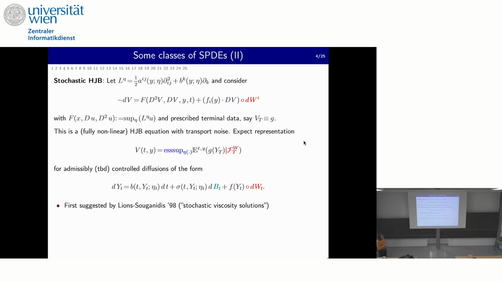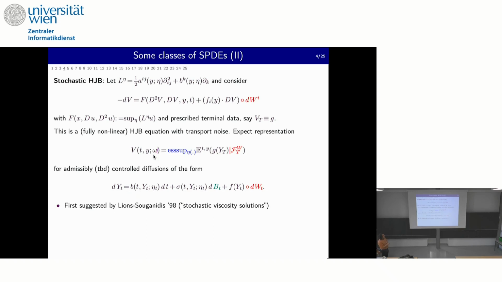If you look a bit closer, the first remark is, this is random now. So you have to be careful what you mean by taking sups. I should have put an omega here. I should paint it red, but let me not do this. So you should be careful with the sup. So we take the essential sup. That's fine.